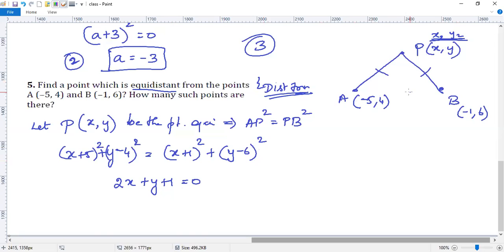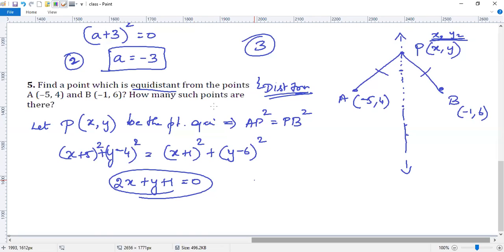X and Y are unknown. We cannot find so many points like that, but equidistant points can be many in number. Ma'am, it can be infinite. Yes, it can be infinitely many, so you have to mention that. But those infinite points will be part of a straight line, whose equation is 2x plus y is equal to minus 1. You can substitute any value for x and find the corresponding value for y.